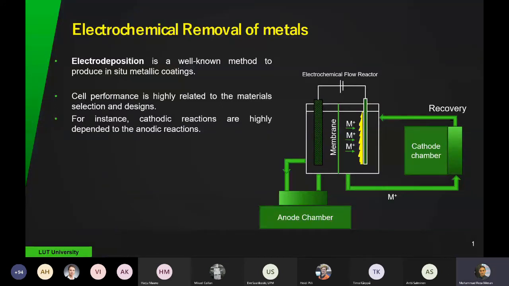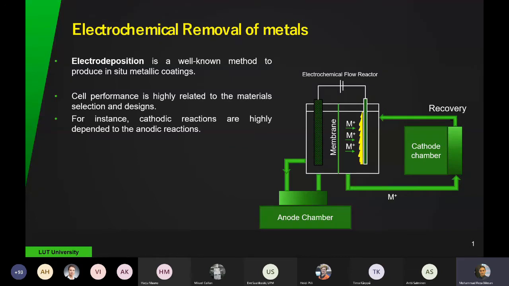As an introduction, I'm going to start with an explanation of electrochemical removal of metals. Electrodeposition is a well-known method to produce in situ metallic coatings, which can be explained as a process that uses an electric current to reduce dissolved metal cations so that they form a thin coherent metal coating on an electrode. Therefore, cell performance is highly related to the materials selection and designs.